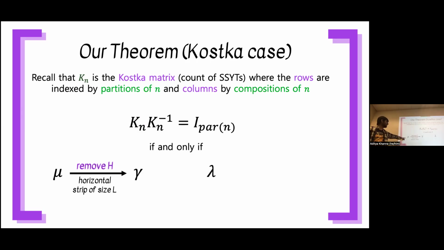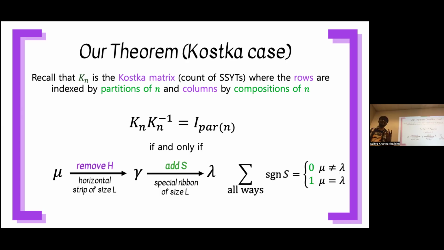I start with a partition mu. I remove a horizontal strip of size L. I get gamma. And then I add a special ribbon to get a shape lambda. And this process will have an associated sign to it. We'll see how. If my starting and ending shapes are different, I should get a total sign of 0. If my starting and ending shapes are the same, I should get a total sign of 1. This is reminiscent of the fact that the off-diagonal entries of an identity matrix are 0, while the diagonal entries are 1.